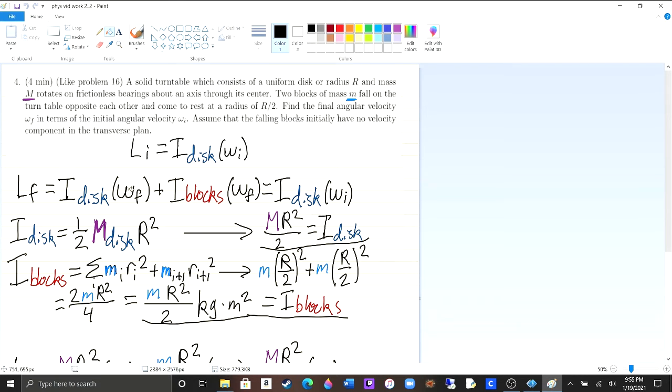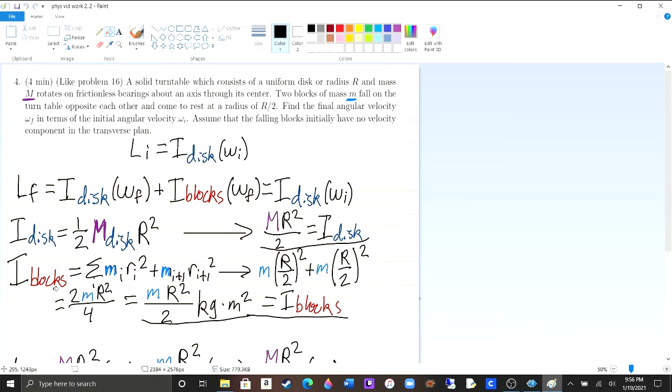So that means that after it is slowed down, our final momentum is equivalent to the inertia of our disk times our final angular velocity plus the inertia of our blocks times our final angular velocity. To find both of these, we can take the equation for the inertia of a disk, which is 1/2 M times our radius squared. If we plug that in, we can turn that into a simpler equation.